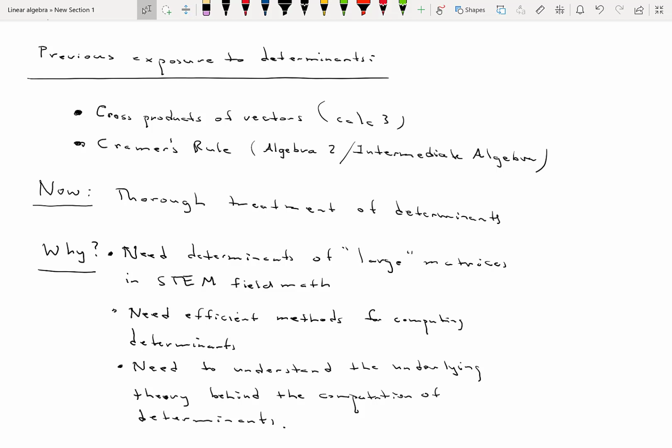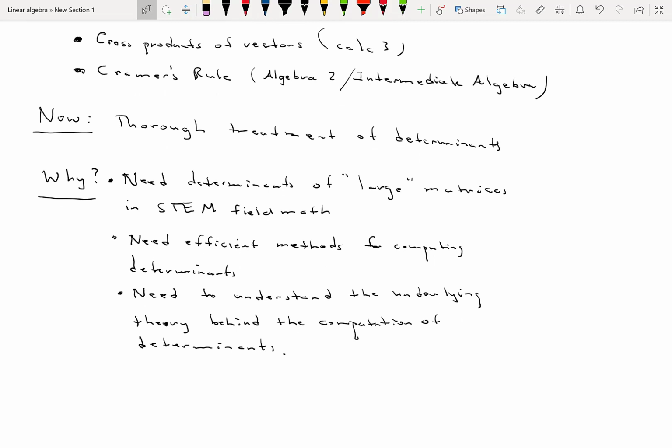So anyway, in this section and the next section, we take a look at a thorough treatment of determinants. So why do we need to see determinants for a third time? Well, we need to be able to compute determinants of large matrices in STEM field math courses. The determinant holds a lot of the theory of linear algebra together, and you're going to see that very, very soon. We also need efficient methods for computing determinants.